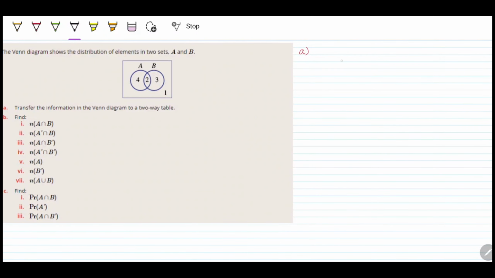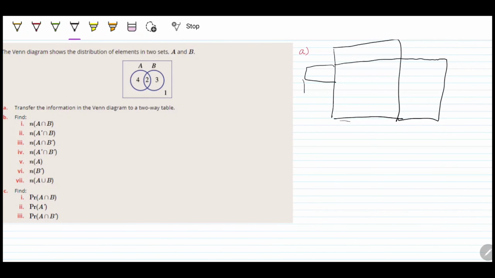Okay, so to draw one of these, we would start off by doing this. Excuse the messy diagram. You want 2 boxes here. Let's go across here, and we'll split it down in the middle here. So this is going to be A dash, so everything not A. This is going to be B. This is going to be B dash, so everything not B.